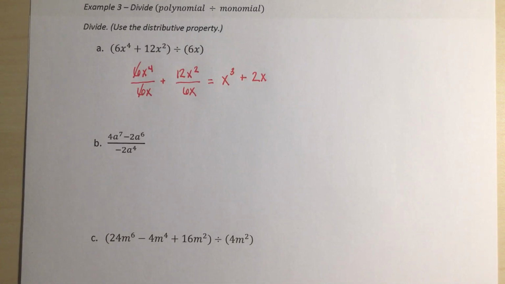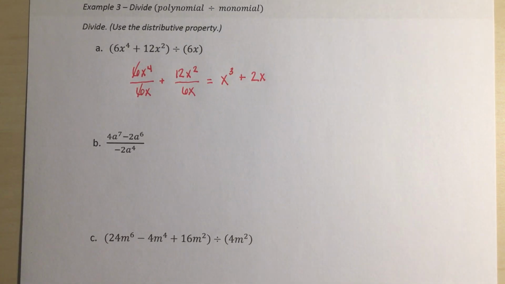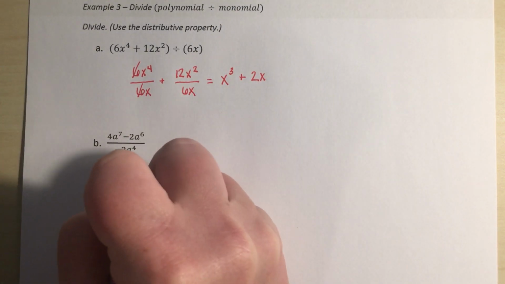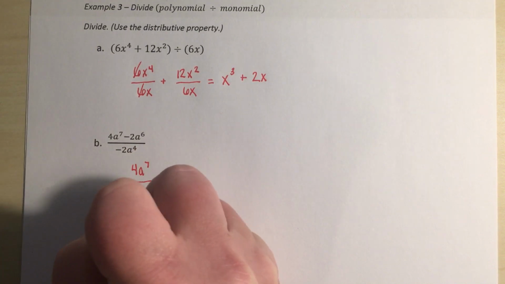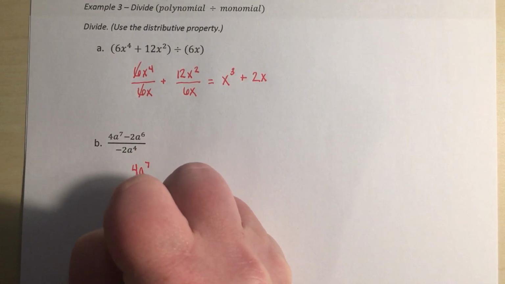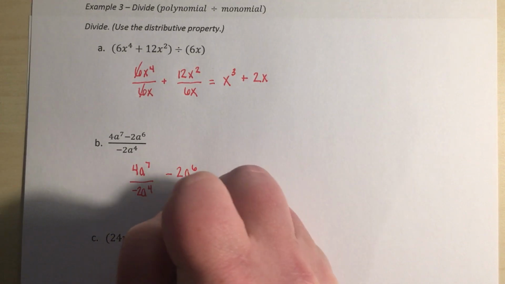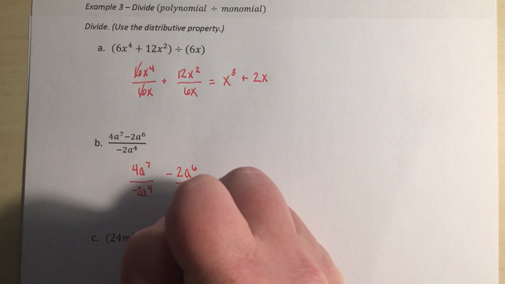So for B, I'm going to do the same thing. I'm going to split this up. So we could see our division written a couple of different ways. We could see it written as polynomials, or we could see it looking like a big fractional expression. So 4a to the 7th divided by negative 2a to the 4th minus 2a to the 6th divided by negative 2a to the 4th.